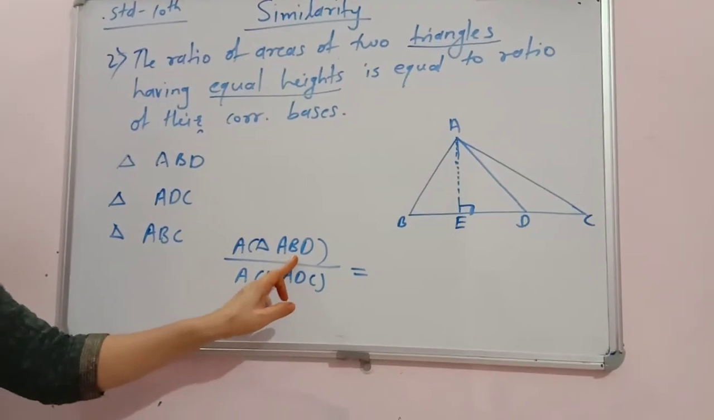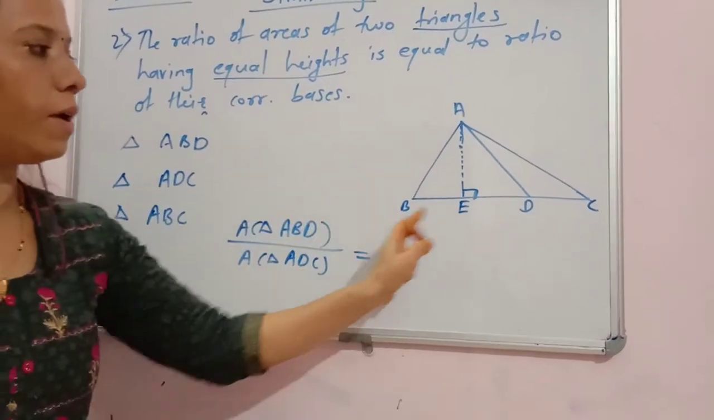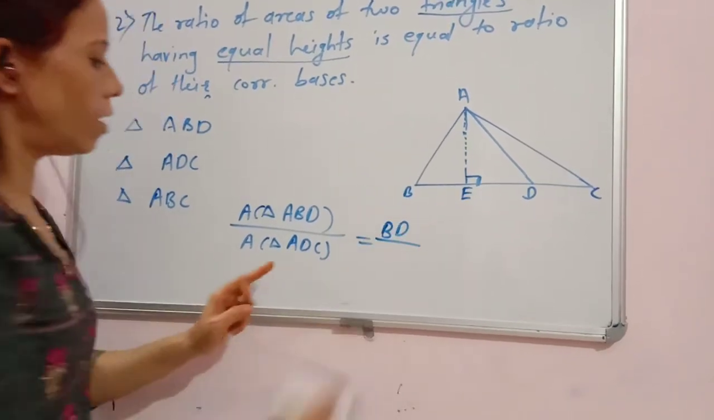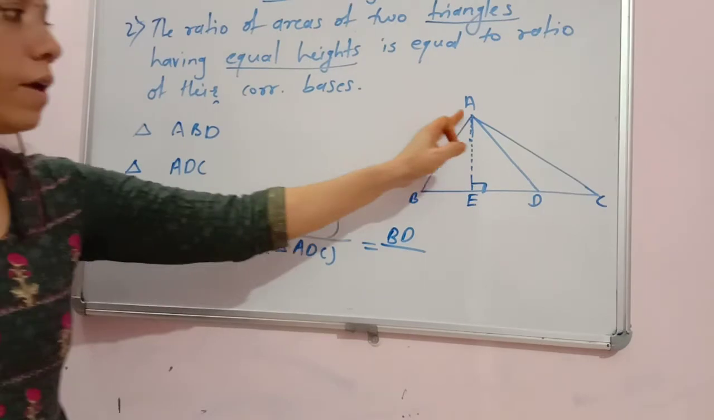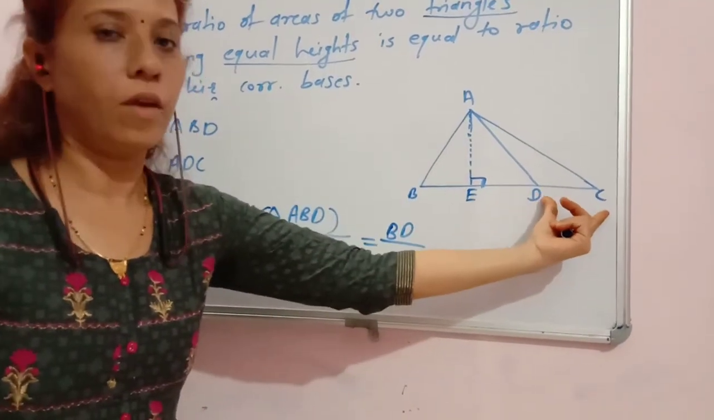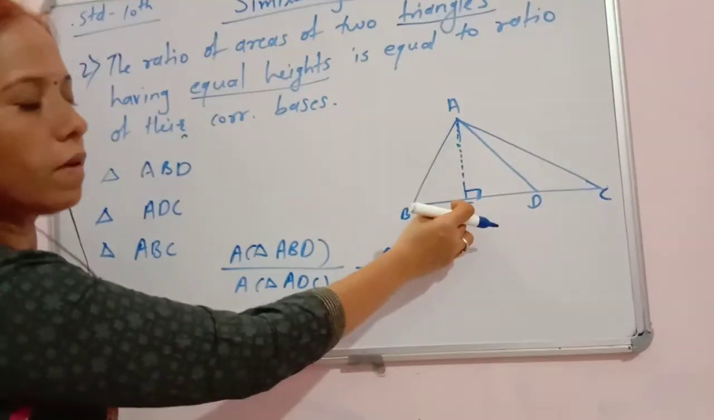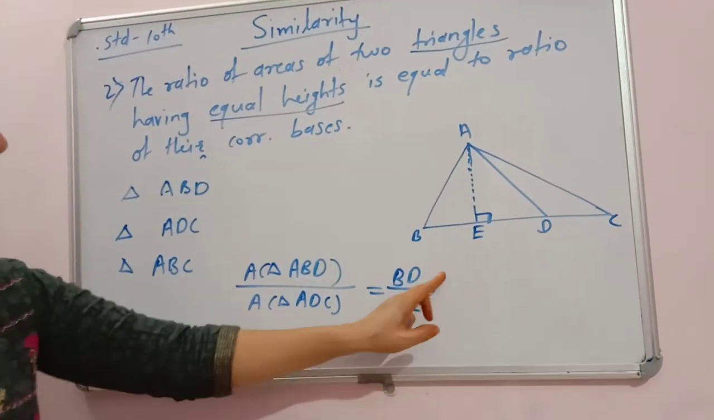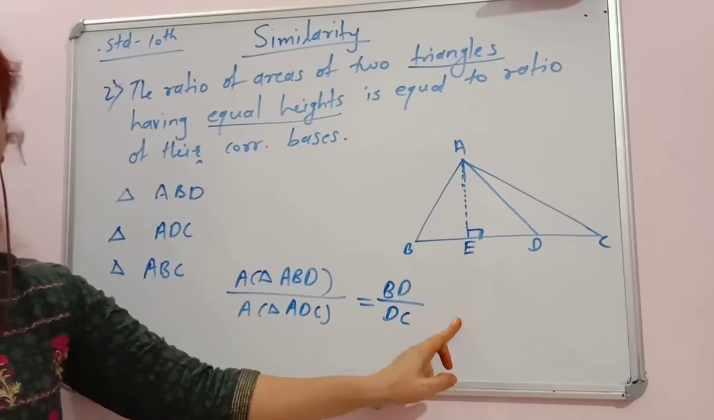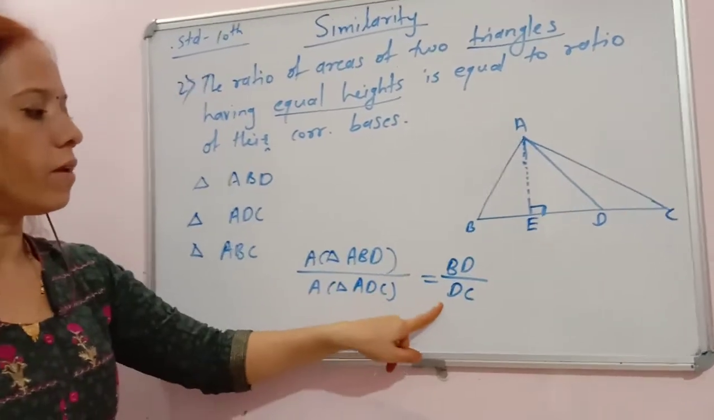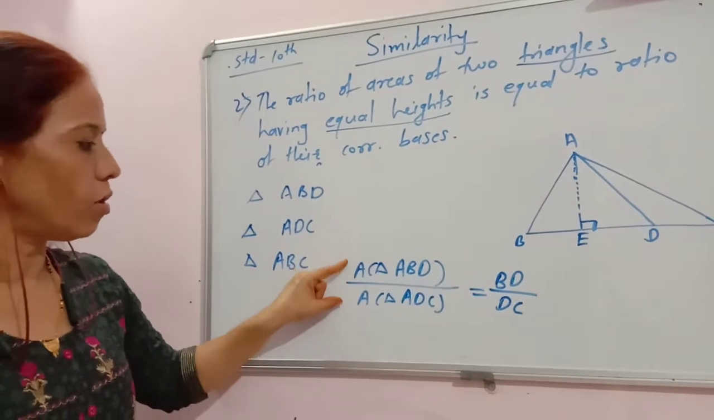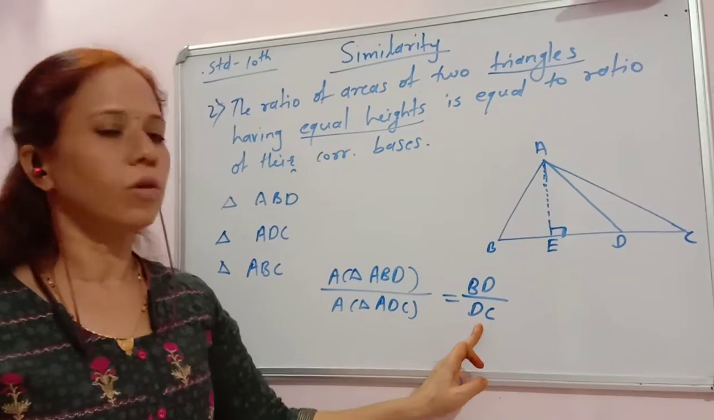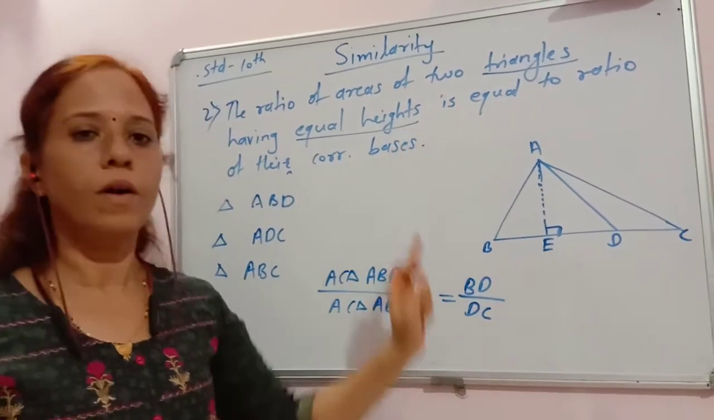What is the base of this triangle ABD? BD is the base. So BD upon the base of this triangle ADC, which has base DC, because we have taken AE as the height. Therefore, it is DC. When I write here multiplied by AE, that will get cancelled, and we will get the same. That is, the ratio of these two triangles which have equal height is equal to the ratio of their corresponding bases. Again, the property is verified.